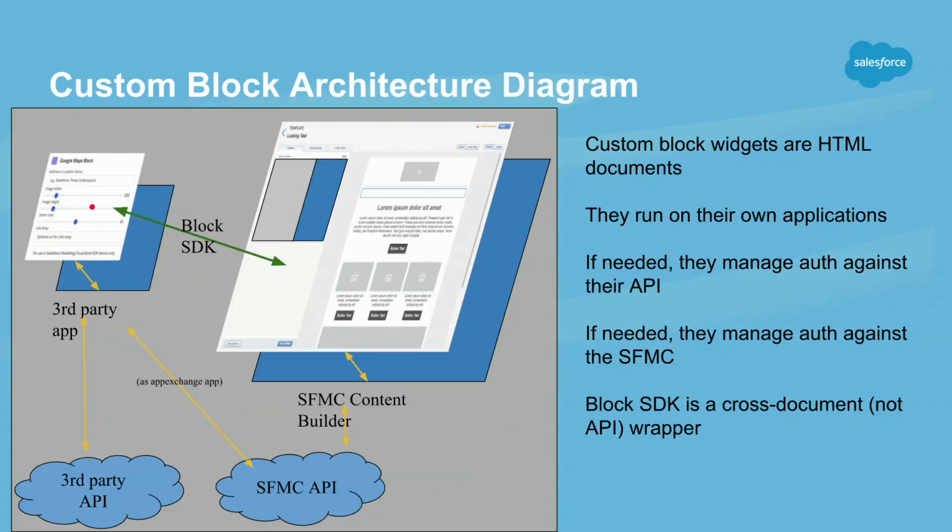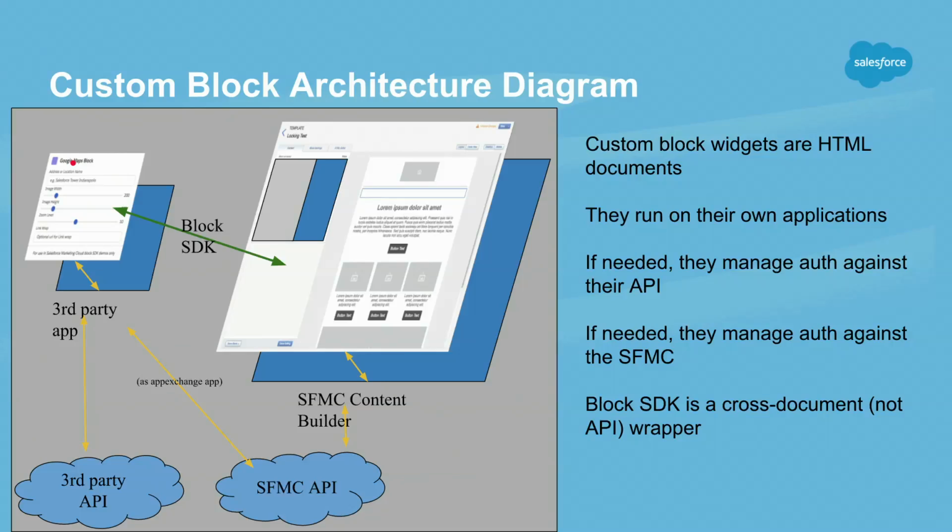The Block SDK lets a custom block widget communicate with the editor, as opposed to a lot of SDKs that are wrapping around API calls, REST calls, SOAP calls, etc. The Block SDK actually wraps around cross-document messaging, which means the SDK lets a piece of UI in your browser talk to the editor UI in your browser as well without going server-side. So it's very quick, and that's what lets us do real-time interactions as you type.